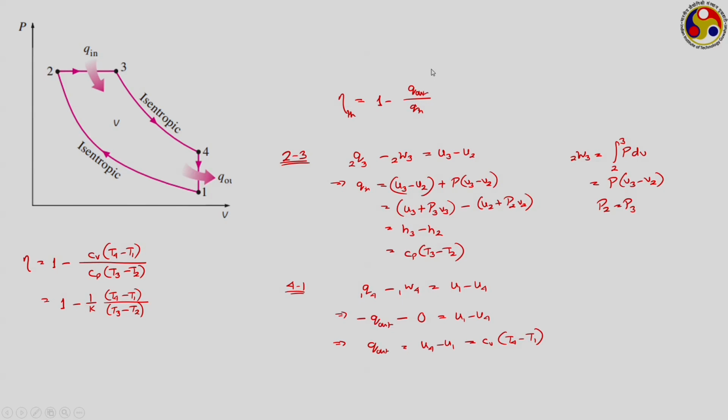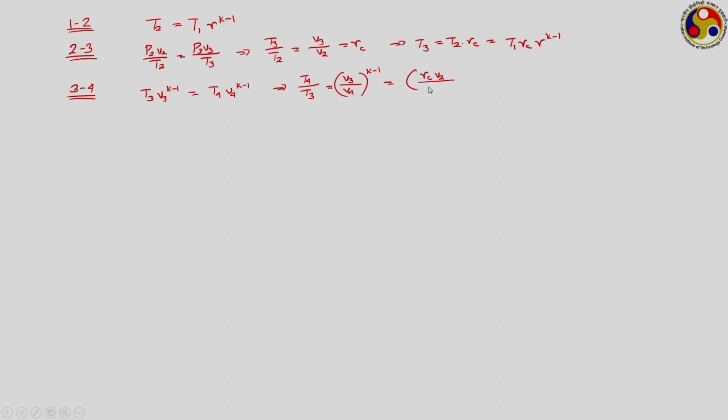And V4, what is your V4? Look at this diagram, V4 and V1, 4 to 1 is a constant volume process. So, V4 and V1 are equal. So, V4 is equal to V1 to the power k minus 1, that is equal to RC upon R to the power k minus 1. So, we have T4 equal to T3 into RC upon R to the power k minus 1, from where you can actually put back the T3 expression in terms of T1.